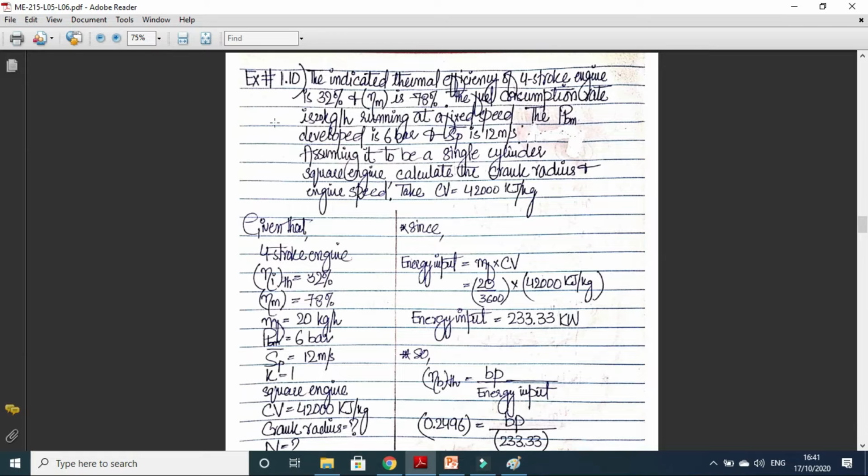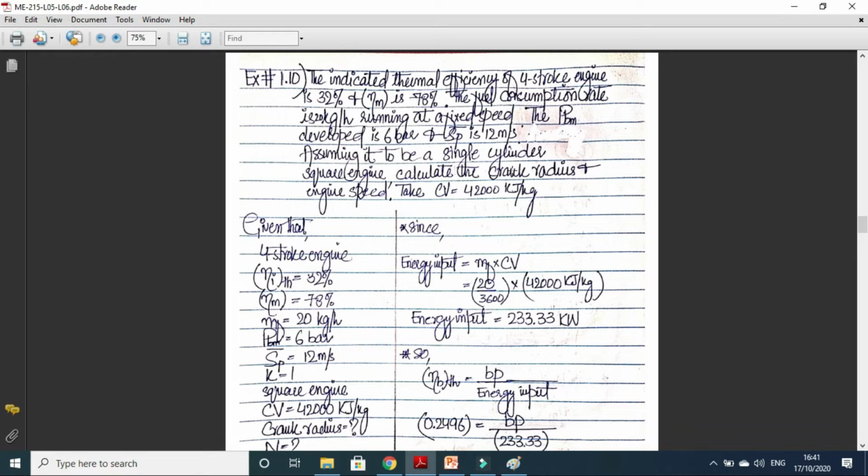Now this is the solved example 1-1-10. The indicated thermal efficiency of a four-stroke engine is 32%. Indicated thermal efficiency is given, mechanical efficiency is 78% given, the fuel consumption rate is 20 kilogram per hour. So m dot f, mass flow rate of the fuel, is 20 kilogram per hour. You need to divide it by 3600 to bring it into kilogram per second at a fixed speed. The brake mean effective pressure is 6 bar and mean piston speed is 12 meter per second.